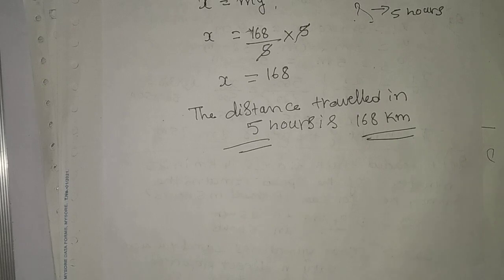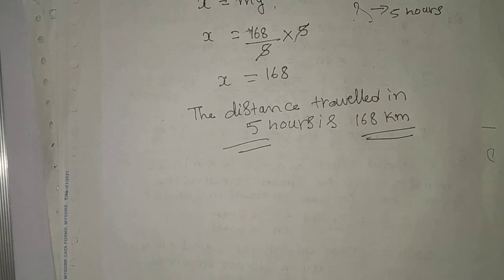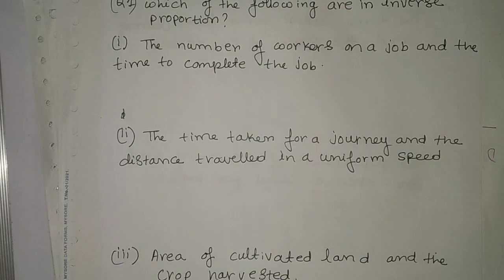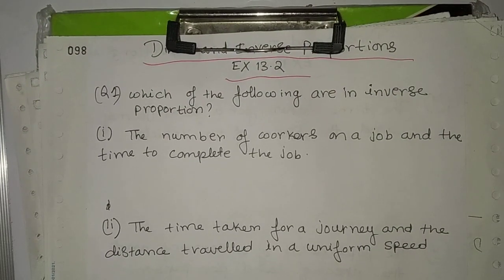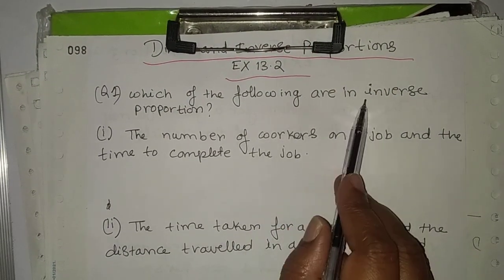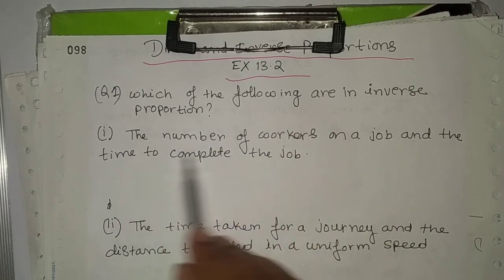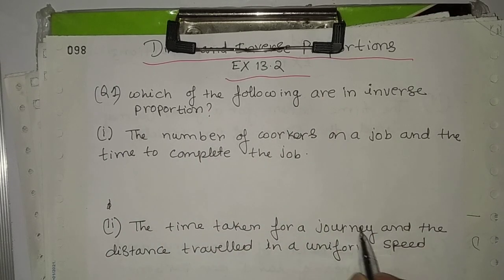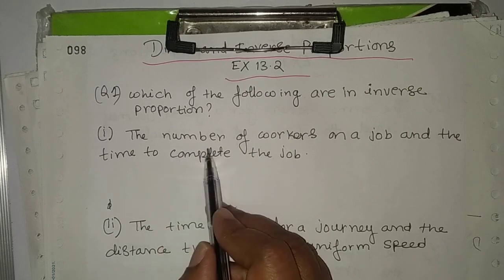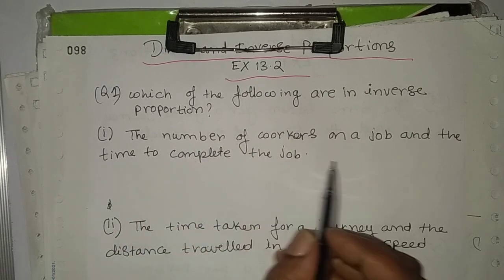So this covers the 10th problem, that is the last problem in the 3.1 exercise. We move on to the 3.2 exercise. In the 3.2 exercise, we have the first problem: which of the following are in inverse proportion? They are given 5 sub-problems, so we'll take them one by one. We just have to write a one line answer.